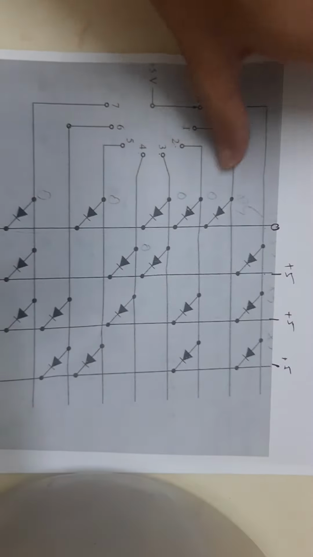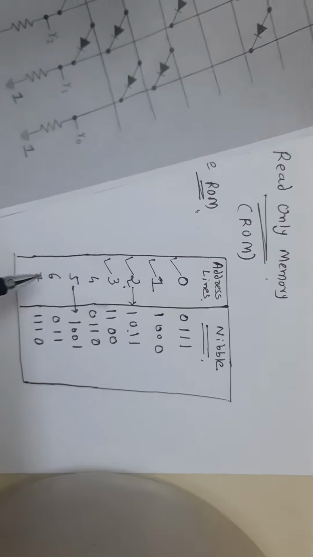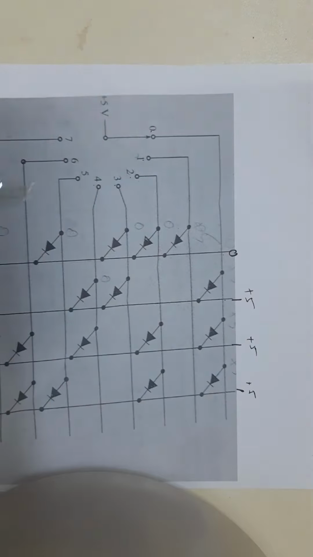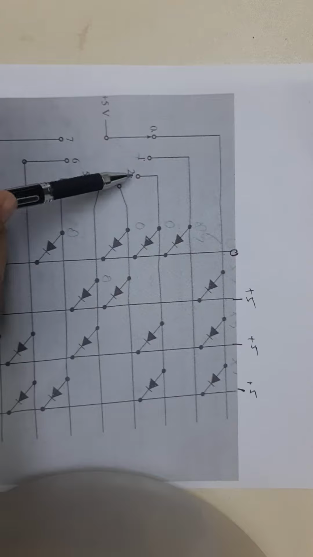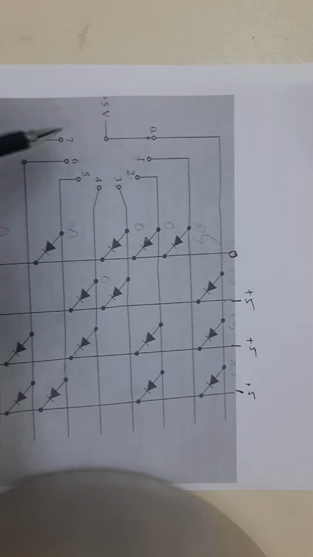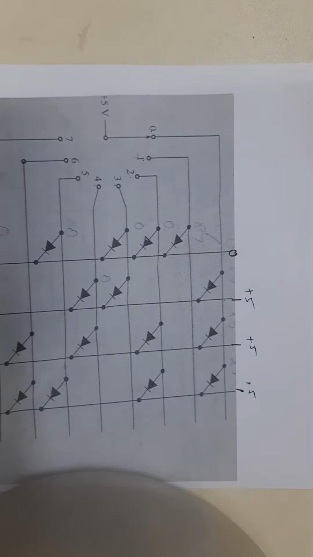On the circuit, this is our address line: 0, 1, 2, 3, 4, 5, 6, 7. These are our address lines. For example, we want to store 0111 at address 0, then 1000 at address 1, 1011 at address 2, and so on.